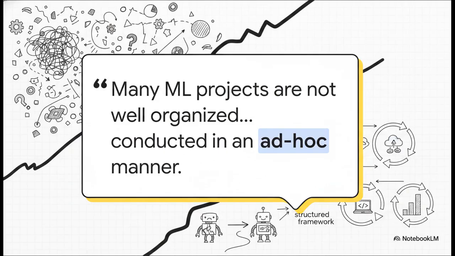For a long time, the machine learning community really struggled to establish a standard process. Because building a model in a perfectly controlled notebook, that's one thing. But deploying it to make actual high-stakes business decisions without a structured framework, that almost always leads to ad hoc chaos, results you can't reproduce, and ultimately totally failed projects. We absolutely need a way to bring order to that chaos.